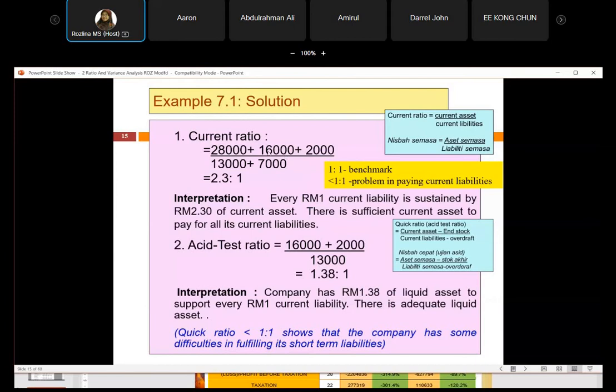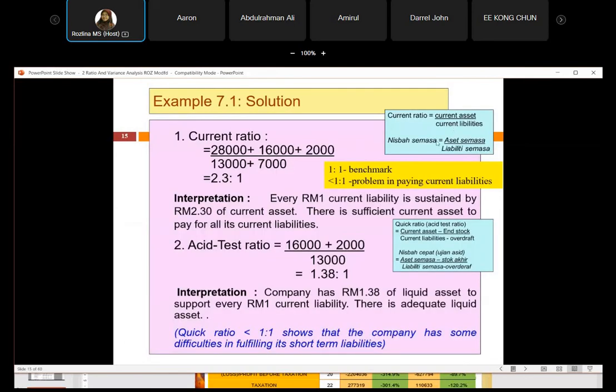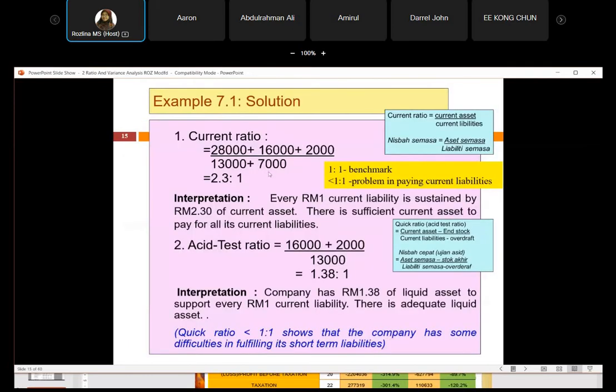So current asset is what? Stock, account receivable, and cash: 28, 16, 2. What is the current liabilities? 13 and 7. So you get the ratio here. The ratio of 1 to 1 is the benchmark. So here 1 and 1.